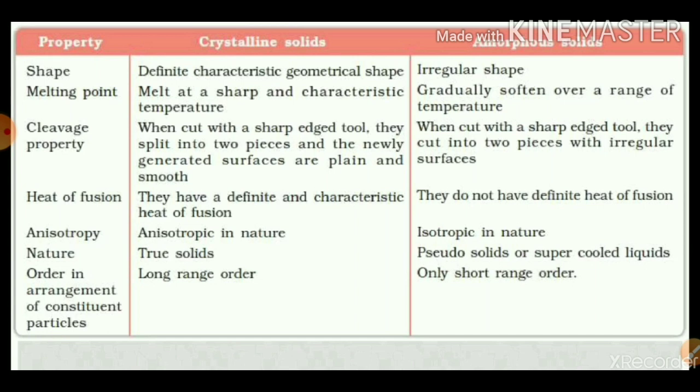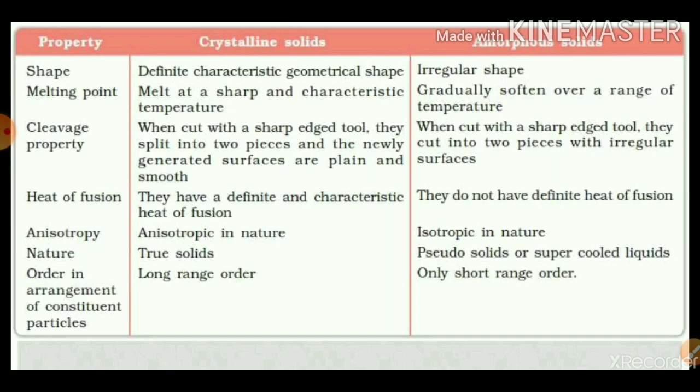Heat of fusion is also known as enthalpy of fusion. As I discussed earlier, enthalpy of fusion or heat of fusion is the amount of heat required to convert 1 mole of solid into liquid form. Now let's move to another topic.